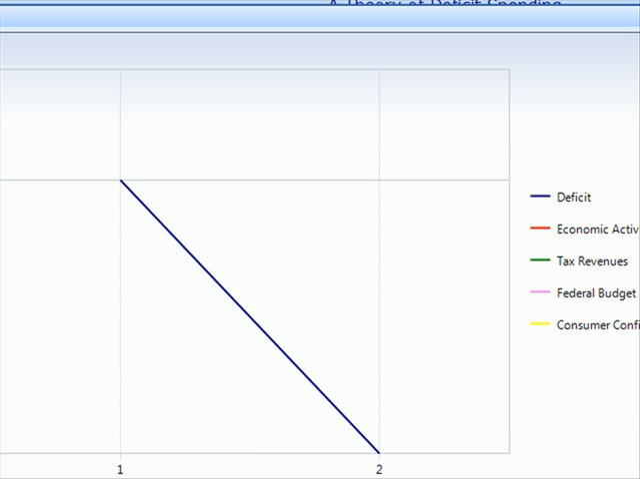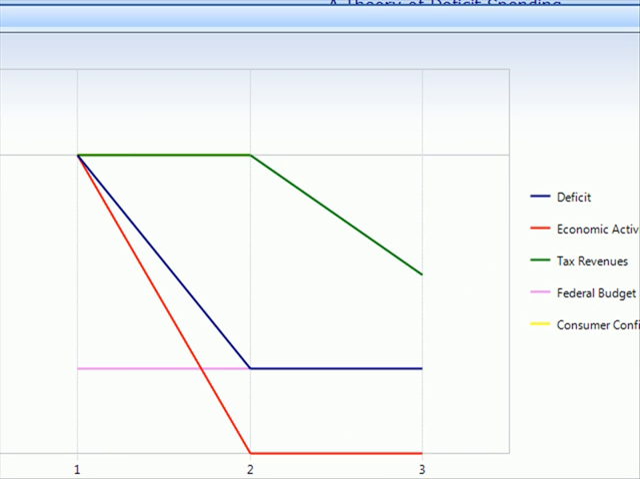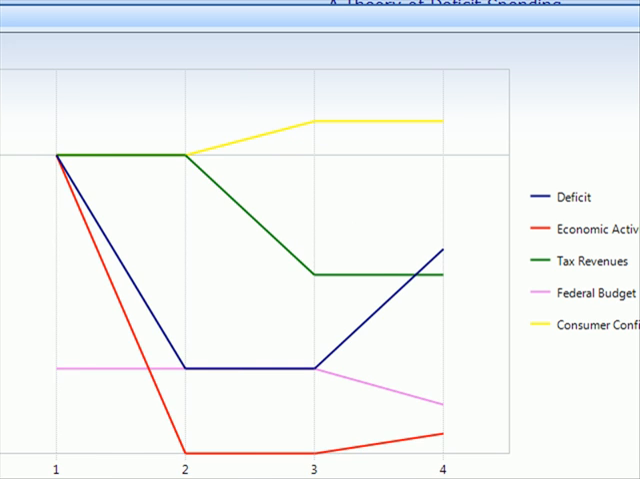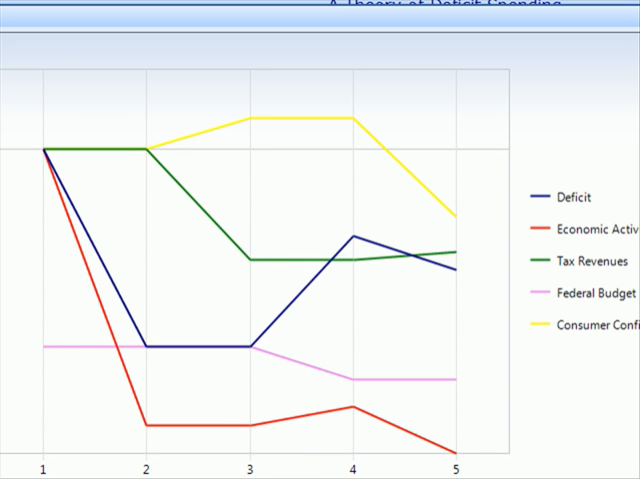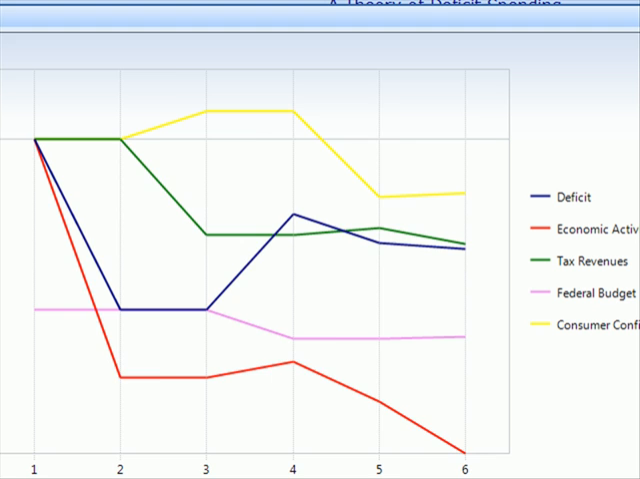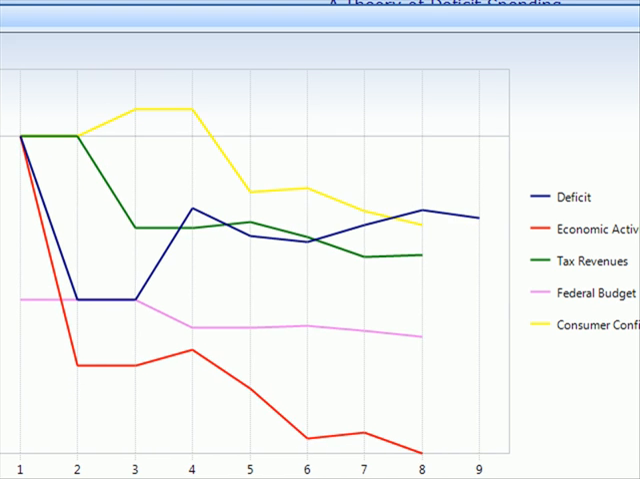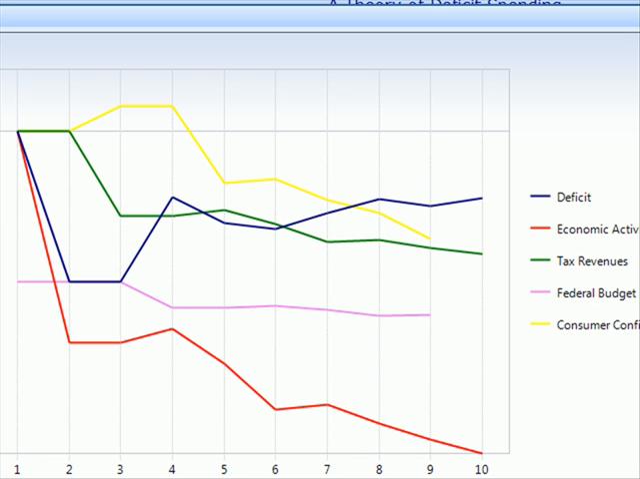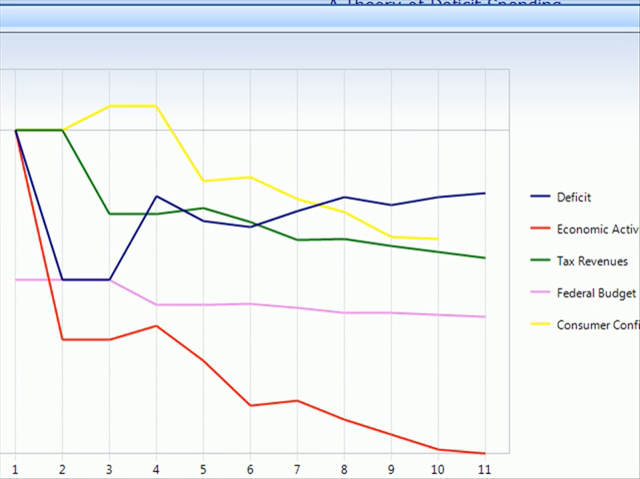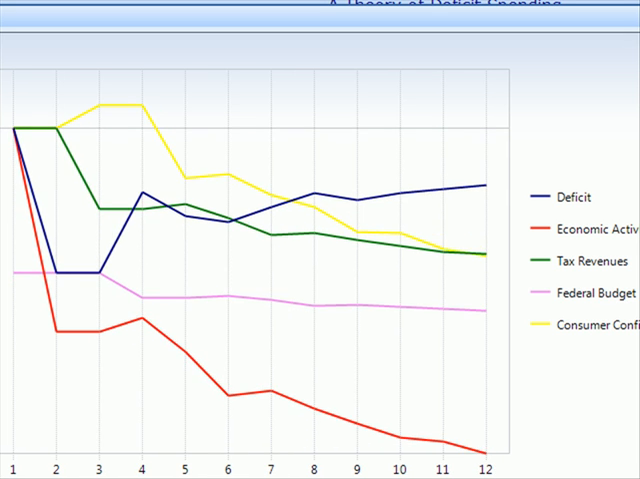I then ran another simulation and decreased the federal budget by 5%. As expected, we have a mirror image result, with the initial decrease in the deficit beginning to reverse over time. So decreasing the deficit increases the deficit. Complex systems are often like that.